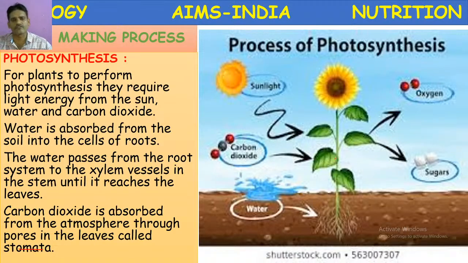So the process of photosynthesis here, if you see: sunlight, carbon dioxide and water reach the leaf. Leaf is the site of photosynthesis where the chemical reaction takes place, and the product sugars are formed and oxygen is released during this process. It is a photochemical reaction.